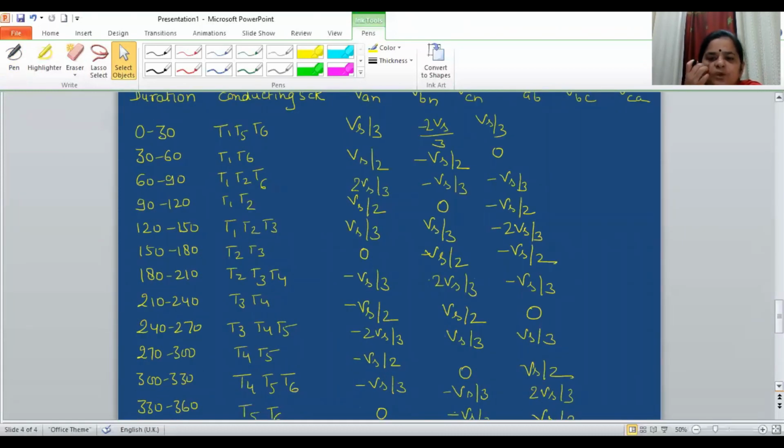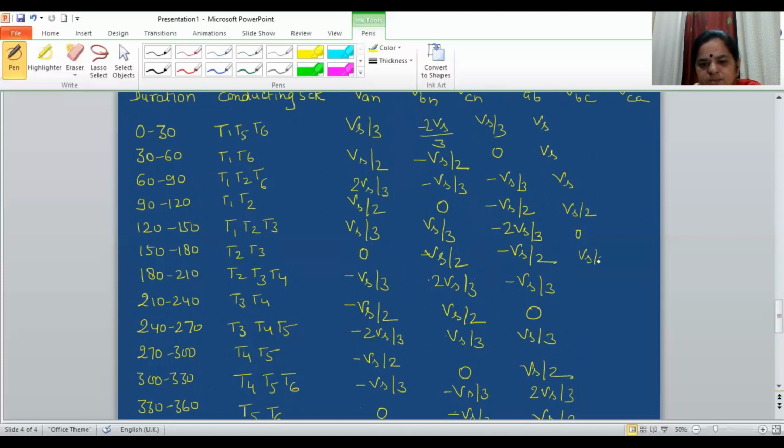Now if I calculate the line voltage, VAB, it is VAN minus VBN. So if I subtract VBN from this, what am I going to get? Vs by 3 minus of, so it means Vs. What am I going to get here? Vs. What am I going to get here? 2 Vs by 3 minus of minus Vs by 3, that is Vs. What am I going to get here? Vs by 2. This is 0. This is Vs by 2.